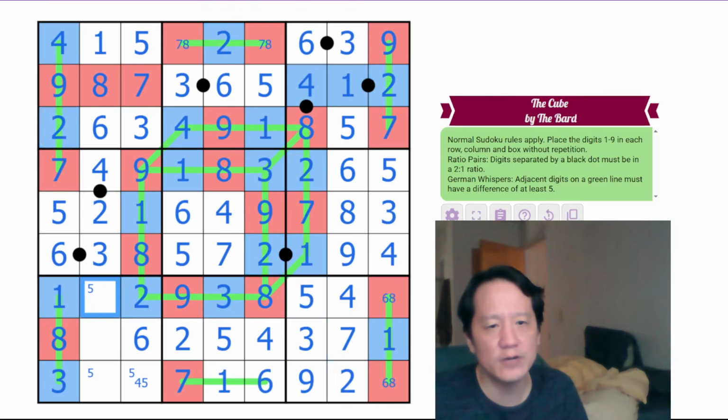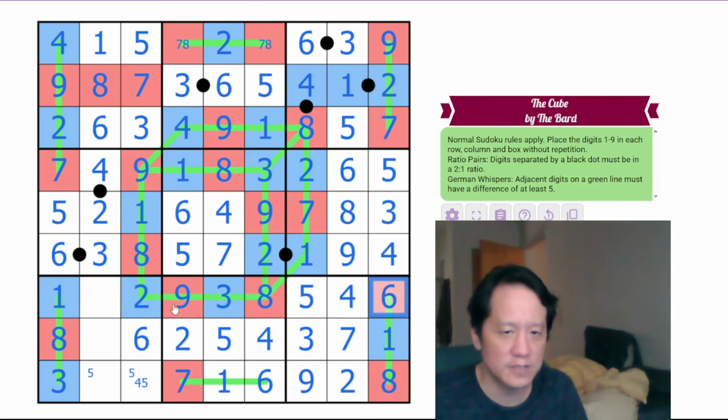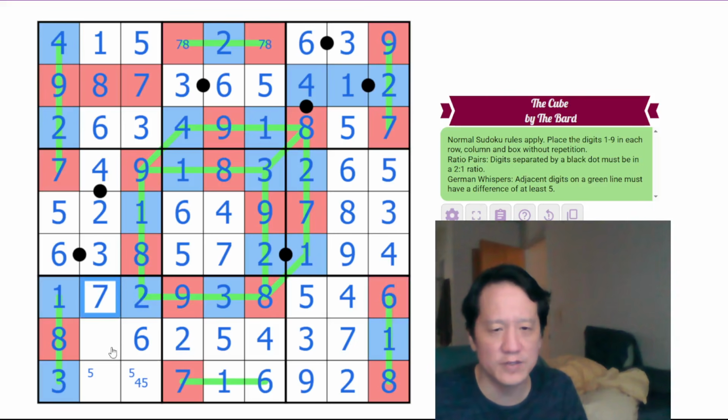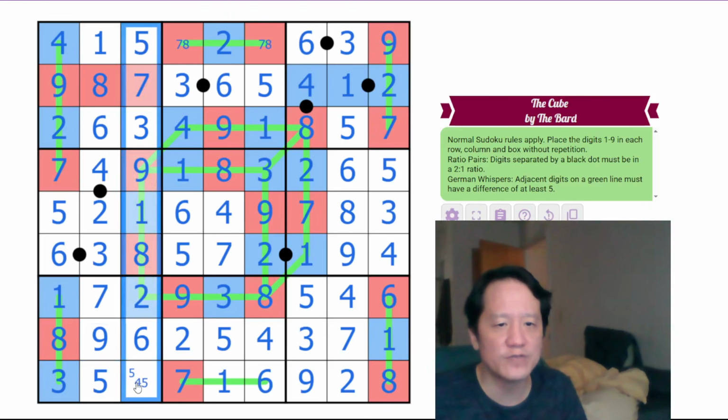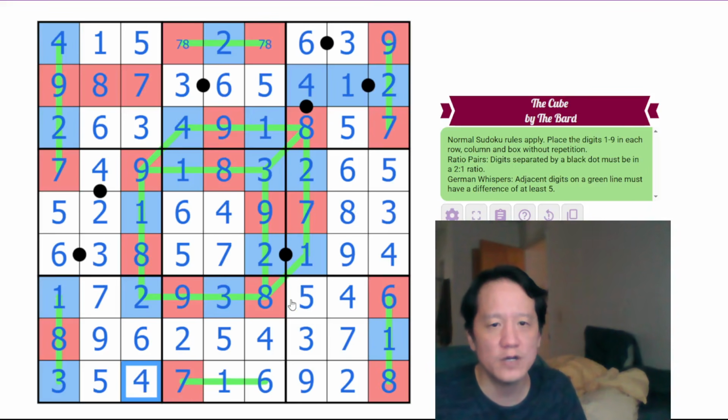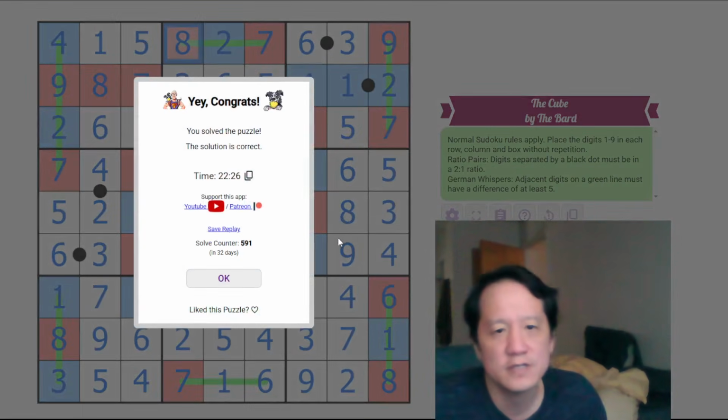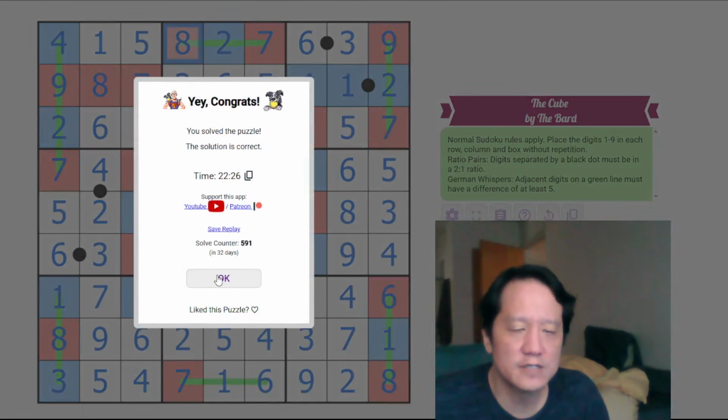5 can't be here anymore. This 8 eliminates 8 here, so it's 6 and 8. That leaves this digit as a 7. This digit as a 9. We have 5 here because this can't be 5 because of 5 in the column, so that's 4. 8 eliminates 8 here, so it's 7 and 8. And that's the solution.